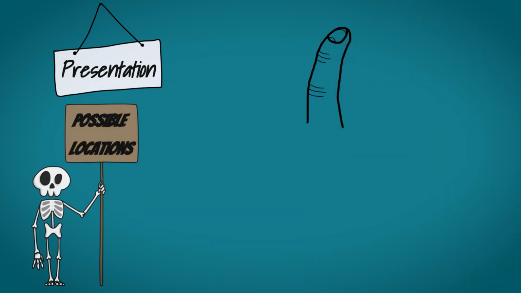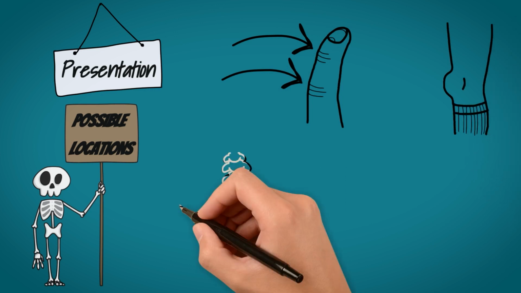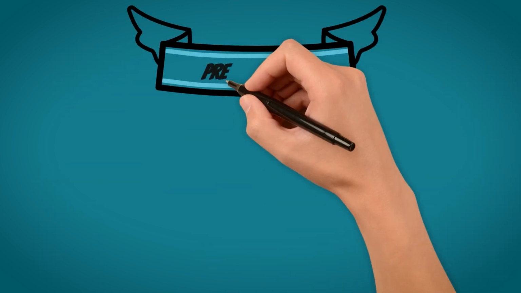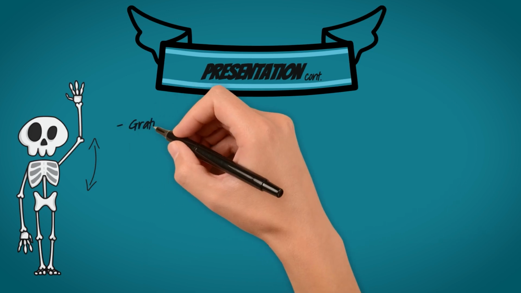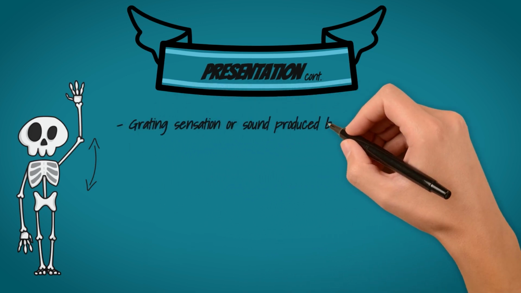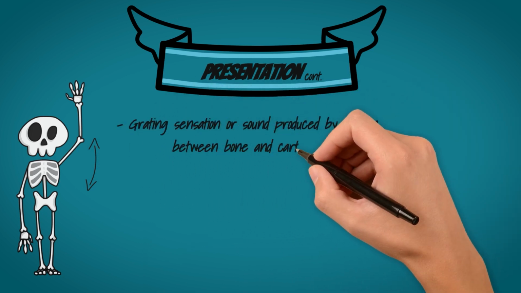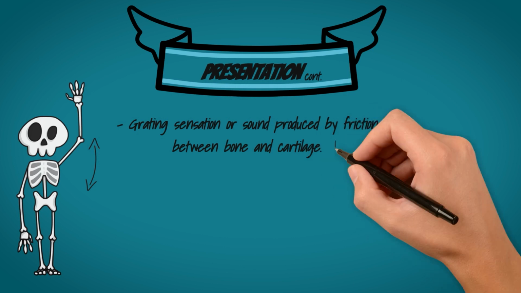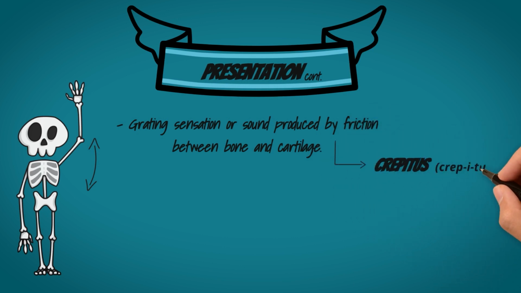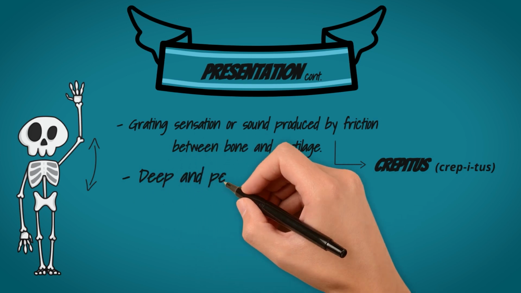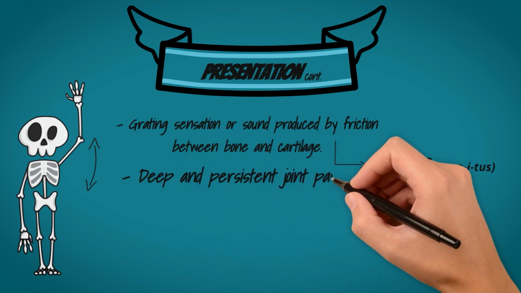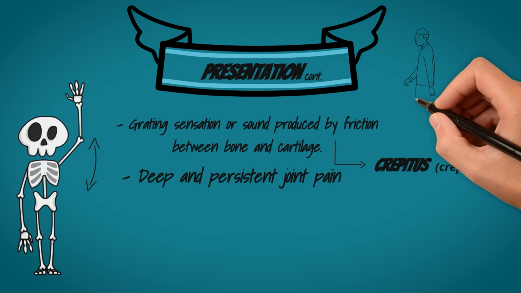Possible locations for arthritis include the finger joints, or the DIPs and PIPs, as well as the knee, hip, and spine. Patients will notice a decrease in their range of motion, along with a grating sensation or a sound caused by the rubbing of the bone on cartilage within the affected joint. This is known as crepitus. They will also experience a deep and persistent joint pain that worsens with prolonged activity and use.